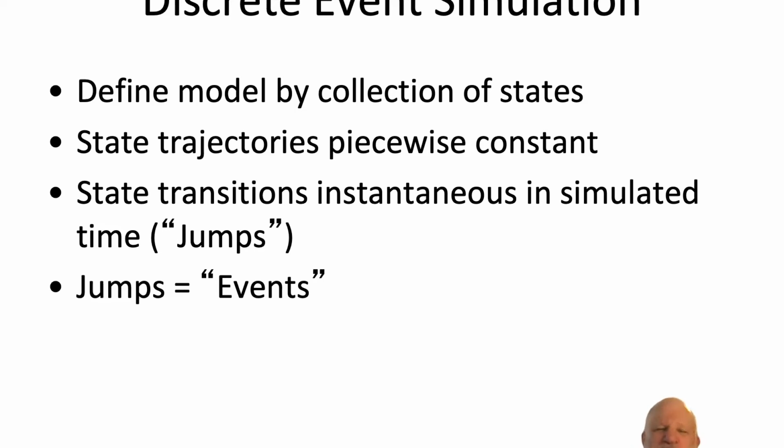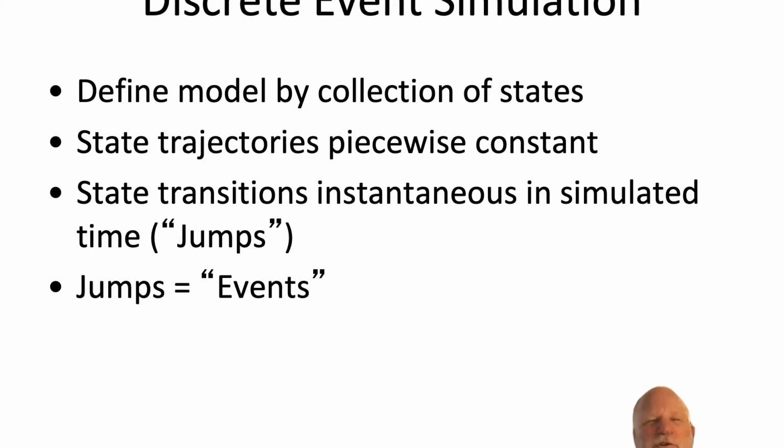And so therefore, when a state changes value, it happens instantaneously in simulated time. In other words, it jumps from one value to the next. That's obviously unrealistic, because everything that happens in reality takes a certain amount of time, and that's where some of the abstraction comes in. But that's a key element of what this is. Those jumps are what we call events. In other words, what is an event? An event is when a state changes from one value to the next.